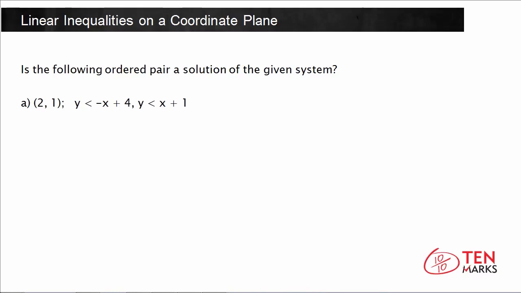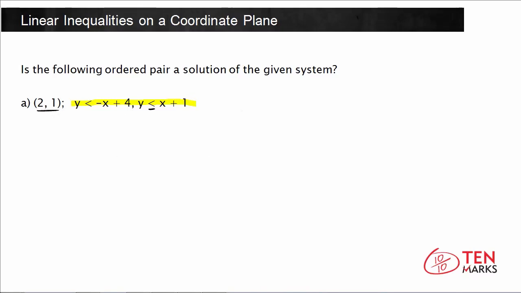What you want to find here is whether or not the following ordered pair is a solution to the given system. Now let me go in and highlight the system. So we have y is less than negative x plus 4, and actually I'm going to change this inequality. We're going to make that equal to. So we're going to have y is less than or equal to x plus 1. So now we have two linear inequalities and we have a potential solution.